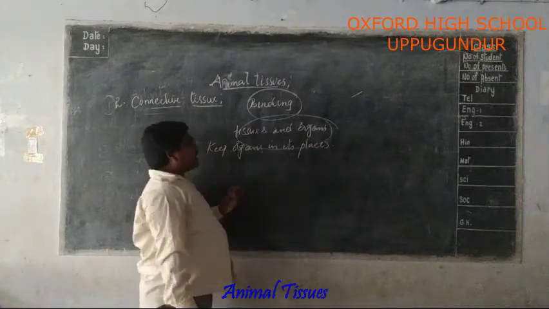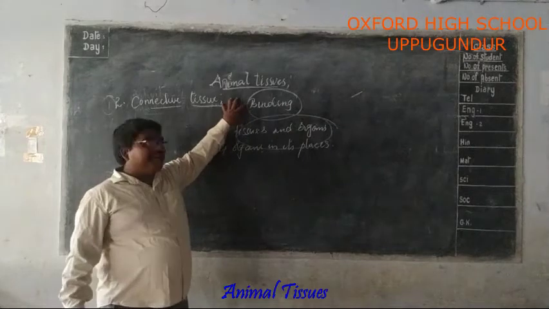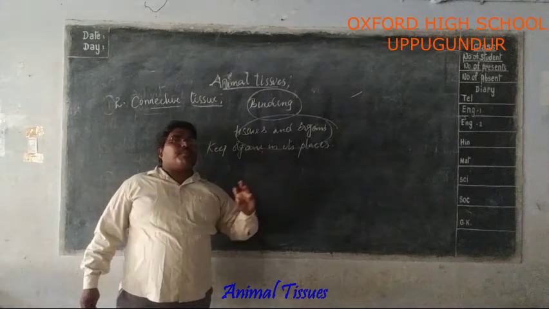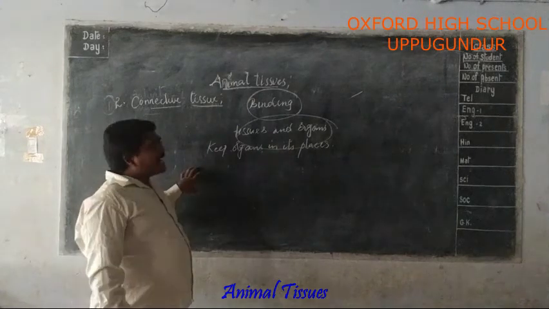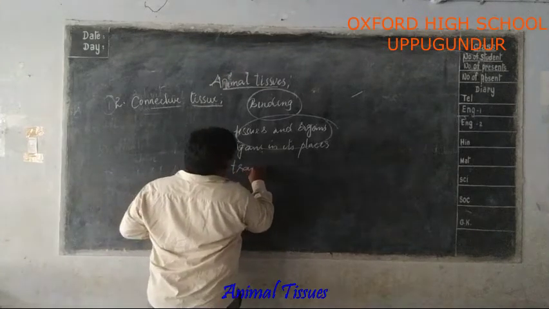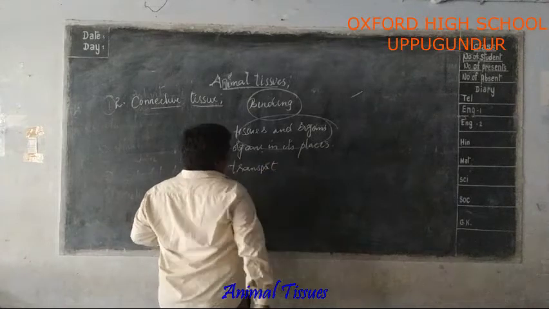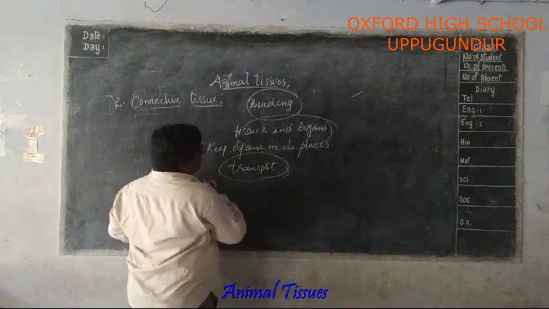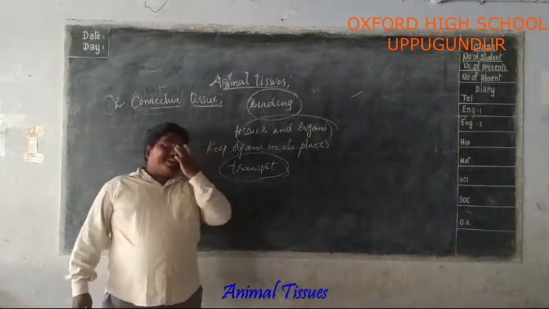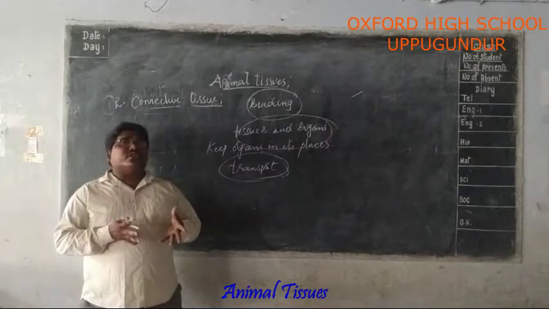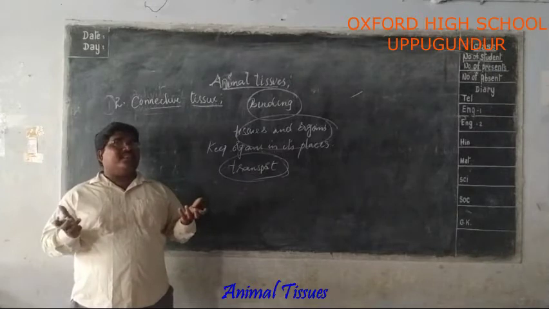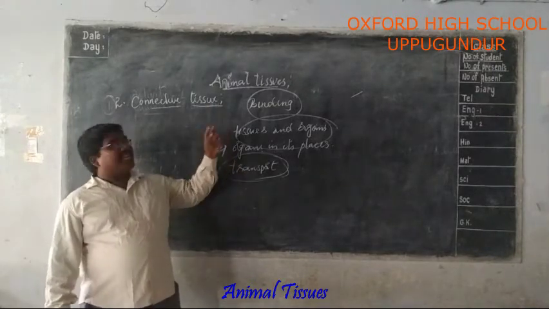So the main importance of this tissue is that it makes the connections and bindings between the tissues and organs. It helps keep the organs in particular places. It is also useful in the transport of materials from one tissue to another tissue. So another important function is transport. It also makes the connections between the different tissues. It connects muscles to bones, bones to muscles and skin. All these are performed by connective tissue.